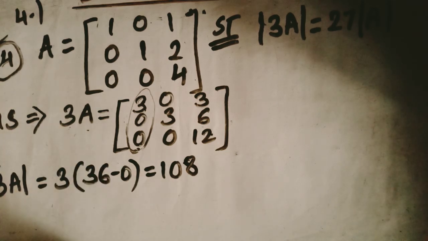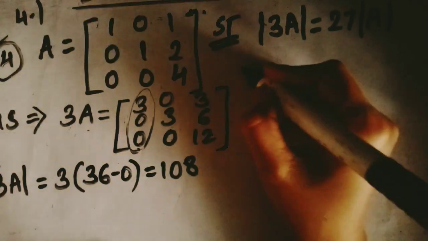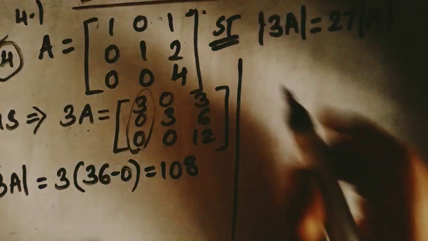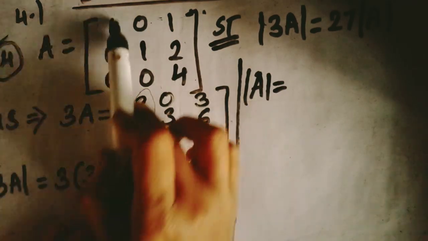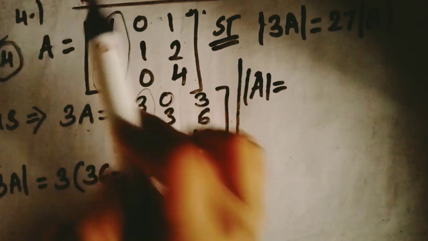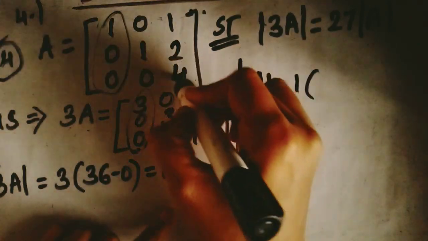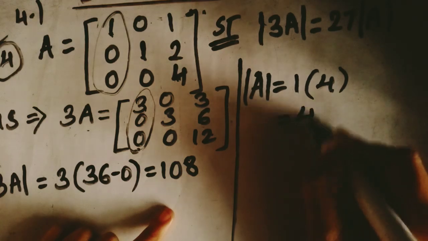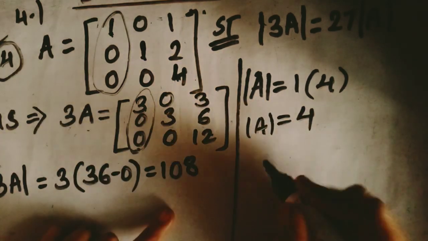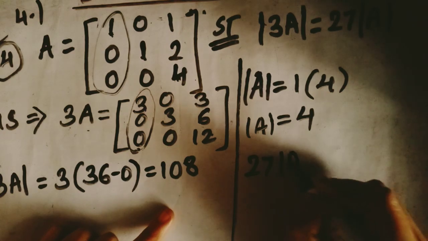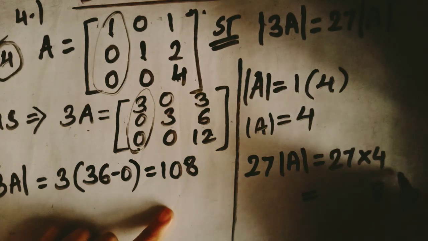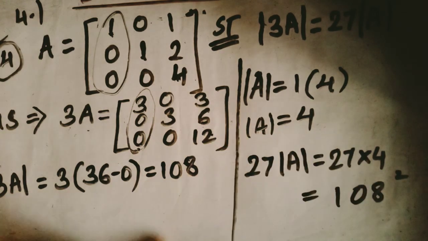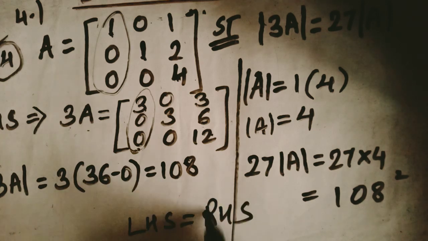Now you have to solve RHS. That is, you have to take first determinant of A. Okay, determinant of A. That is a easy thing because we are choosing this column, so only one value you have to find, 1 into 4. So this is 4, determinant of A, and then you have to multiply by 27. So we are getting the same thing, LHS becomes equal to RHS.